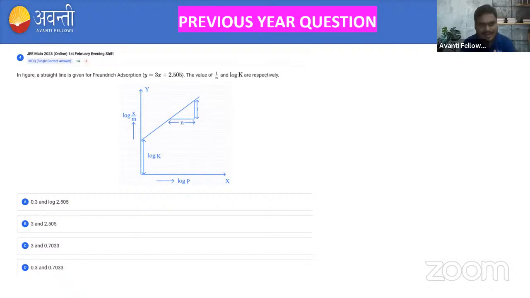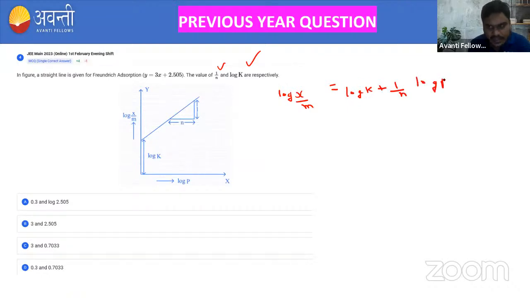You have to calculate the value of 1 by n and log k. How will you calculate this value? So we know that log x by m is equal to log k plus 1 by n log p. ठीक है? Just compare this equation with this.